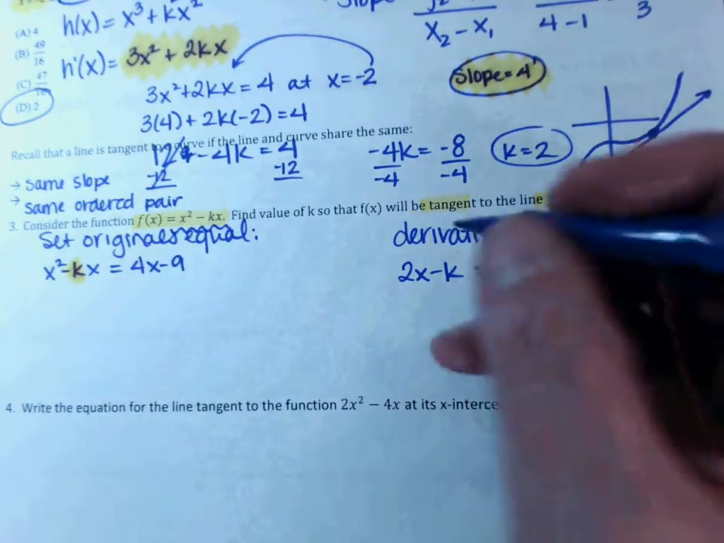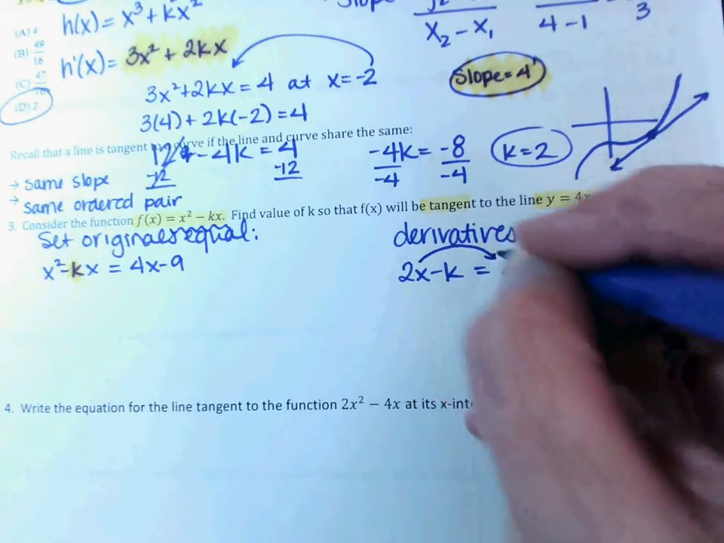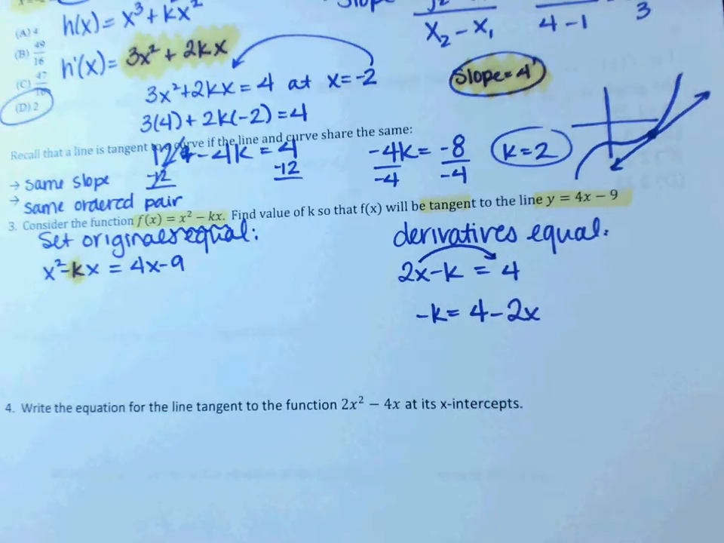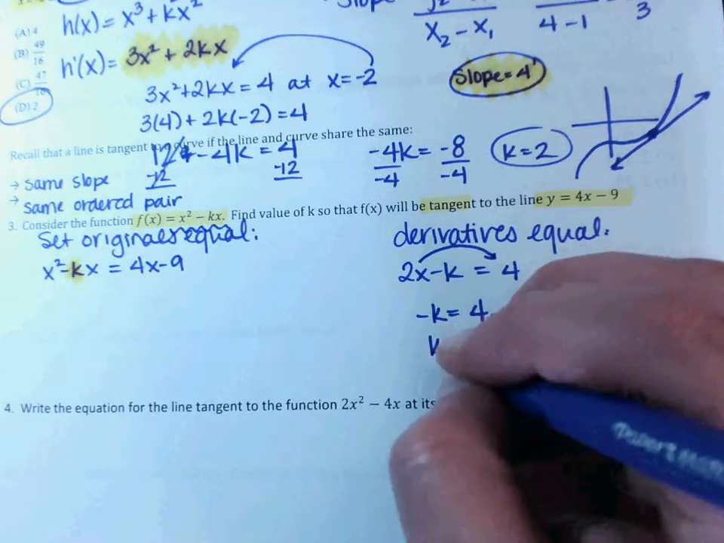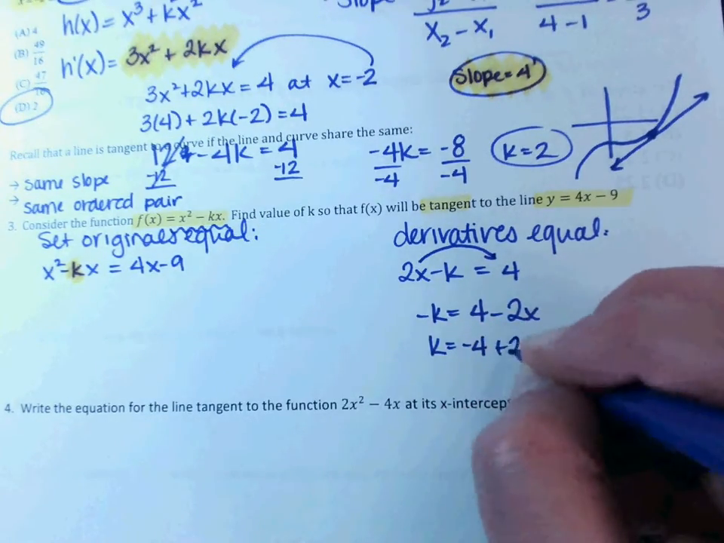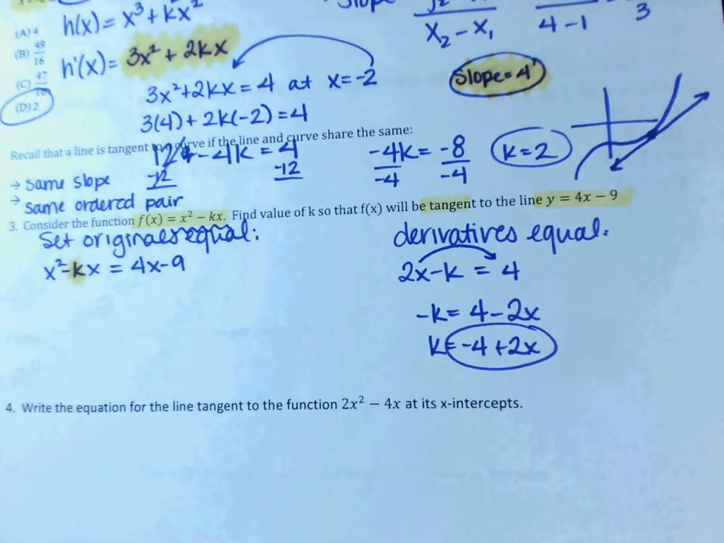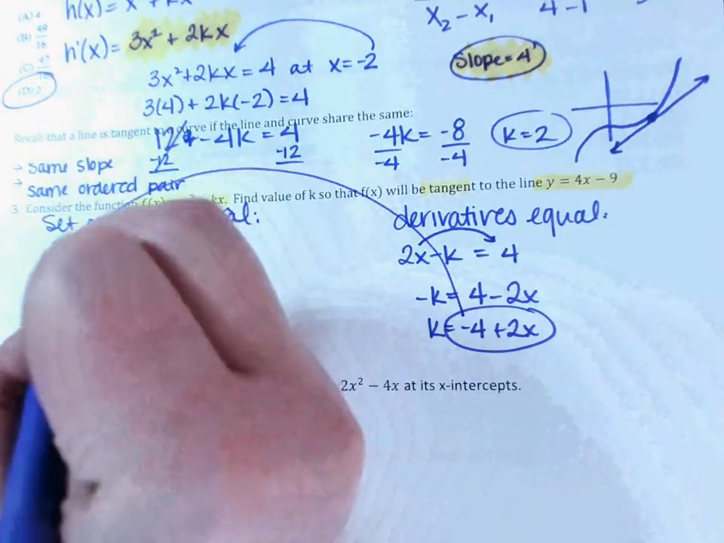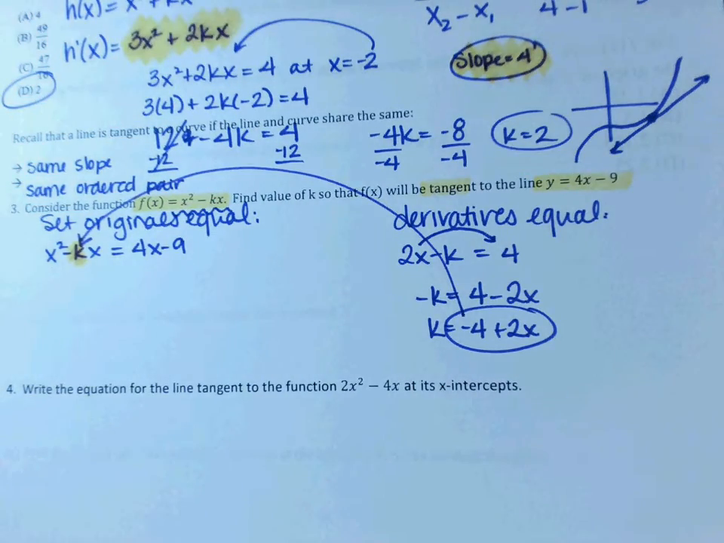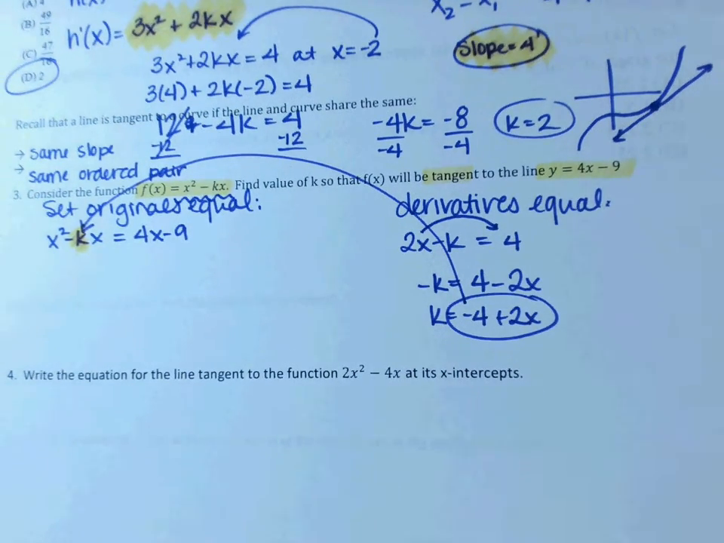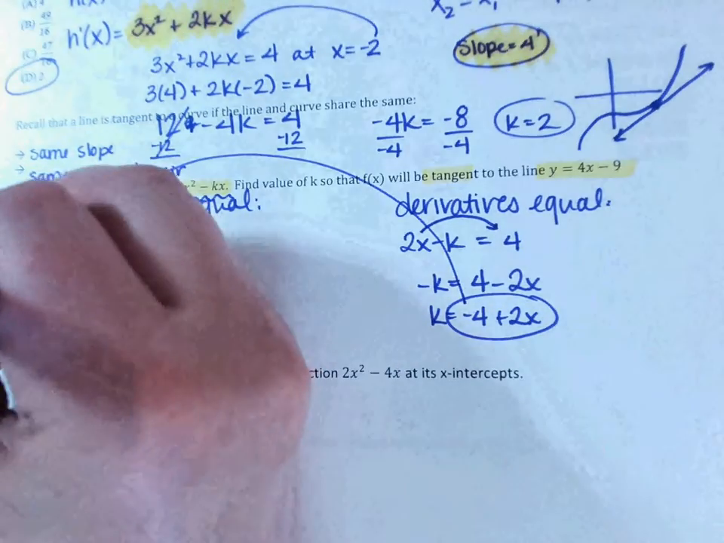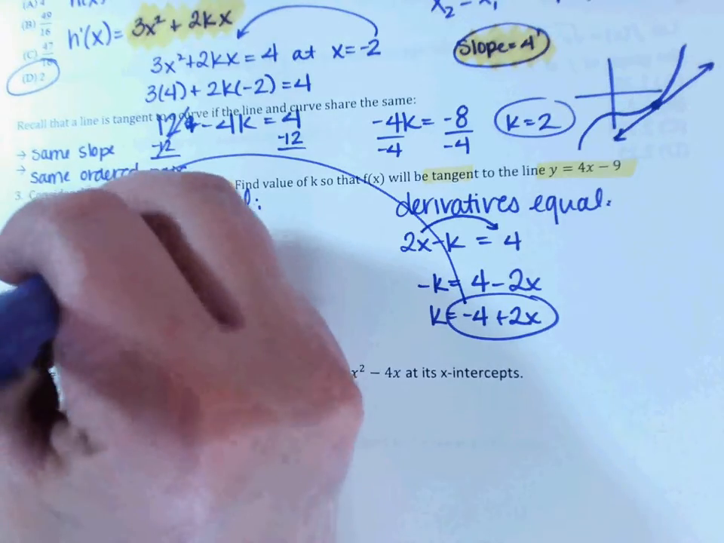Okay? So my 2x is going to move over. Now it's going to be negative k equals 4 minus 2x. And then my last step, I'm going to change all my signs, so it'll be a minus 4x and a plus 2x. And then remember, the goal with that is that you would take that, go back, plug it in there. So I'll have x squared minus, and then where my k goes, I'm plugging in a minus 4 plus 2x.